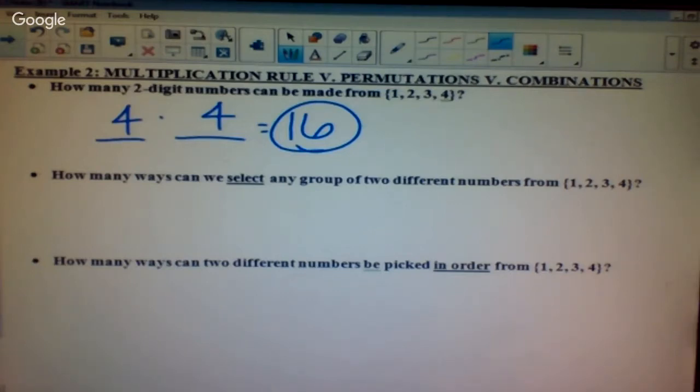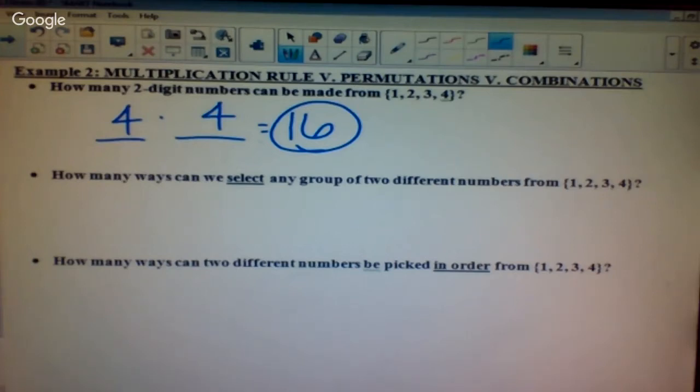It will tell you cannot repeat, or 2 different. And that tells you that it cannot be repeated. So the second one, how many ways can we select any group of 2 different numbers from 1, 2, 3, and 4? It says different numbers. So that tells you no repetition. That's permutation.